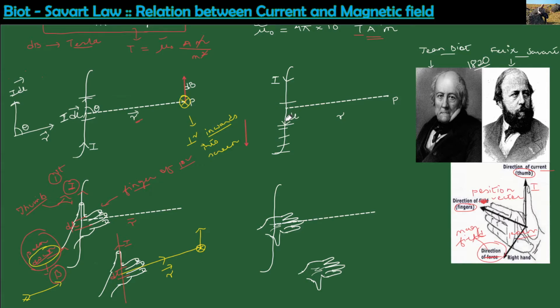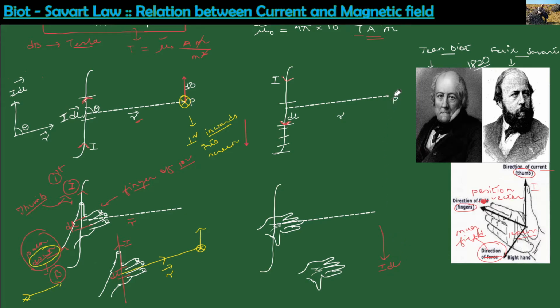So our current element will be in that direction. Okay? So this will be our current element. This will be the direction of our current element, in the same direction in which the current is flowing. Direction of the current, this is the direction of your current element, IDL. So over here IDL will be in the downward direction. So this will be your IDL.